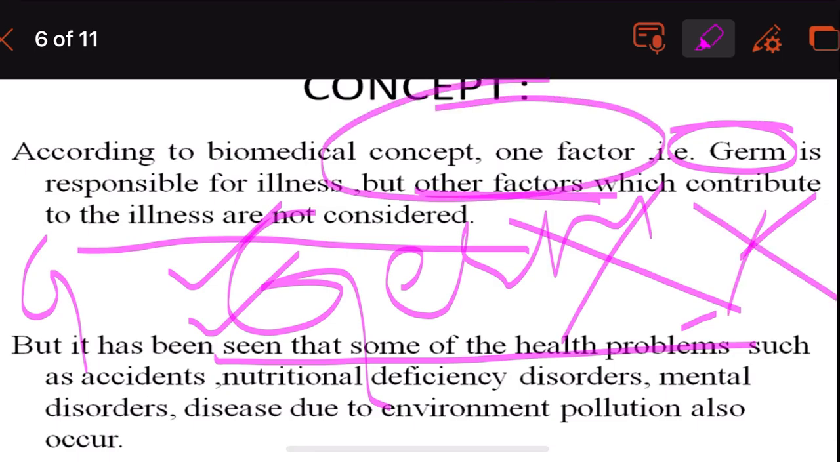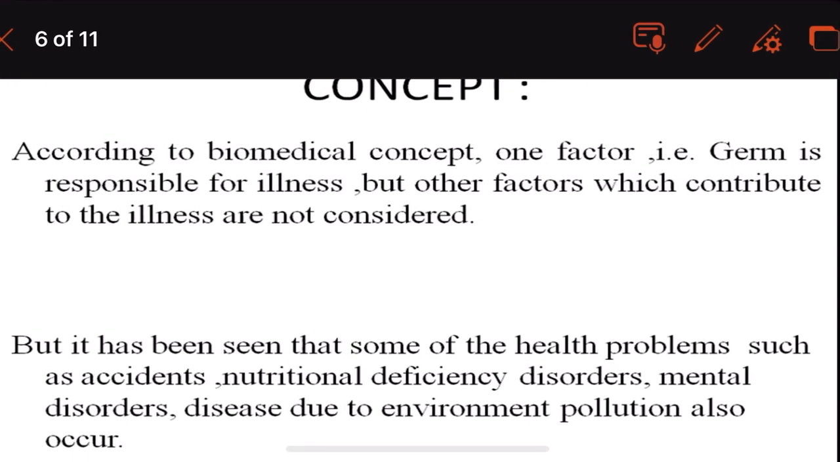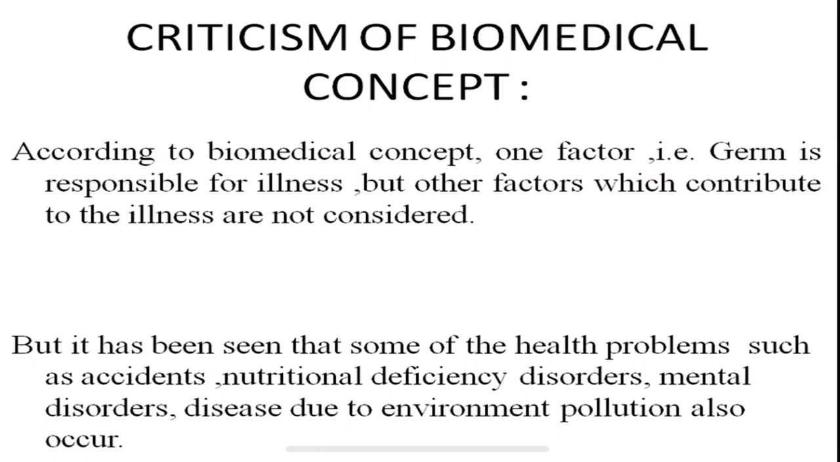You see, in an accident, there is no germ involved. Even in a deficiency disorder, the problem is the inadequate intake of food, which is resulting in the disease. Now, you cannot say that the germ is responsible for my disease here. So, this was the criticism that the biomedical concept faced.